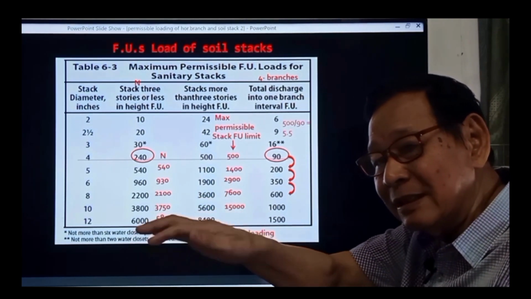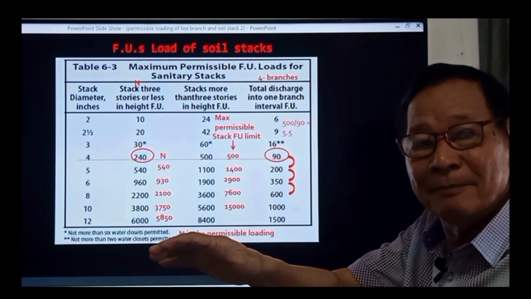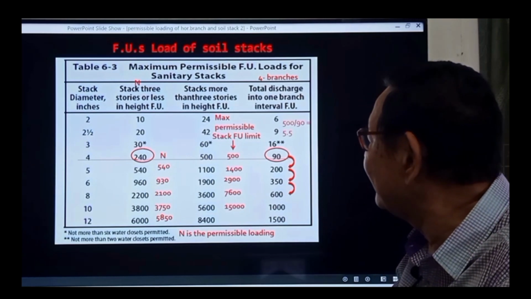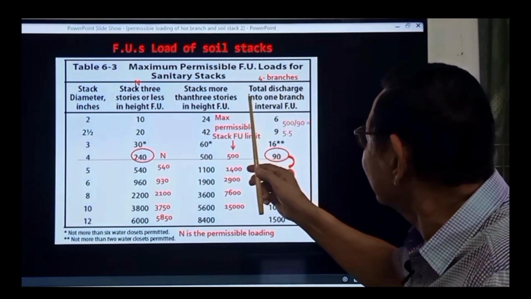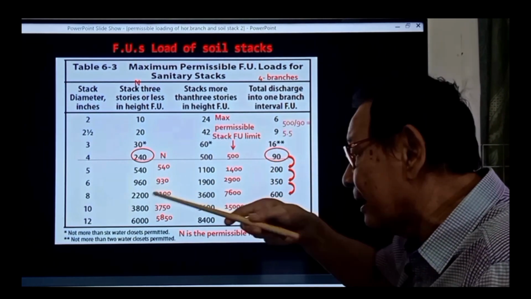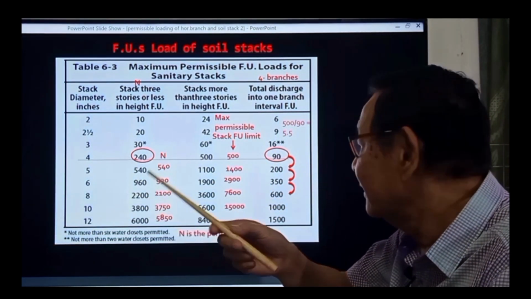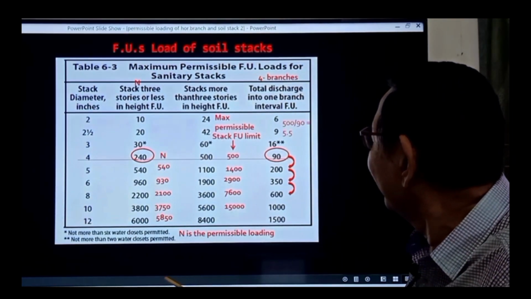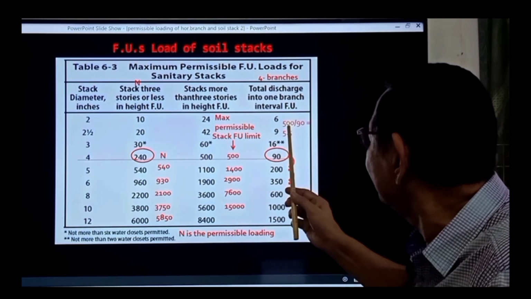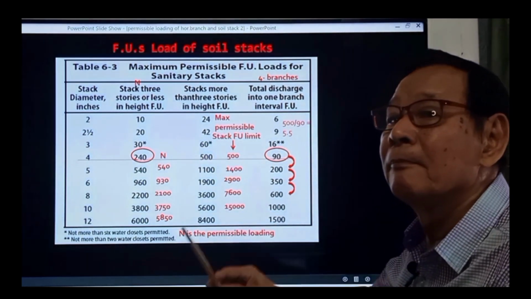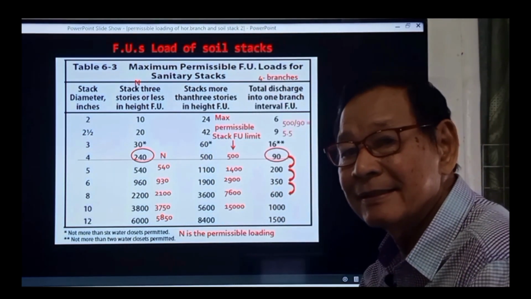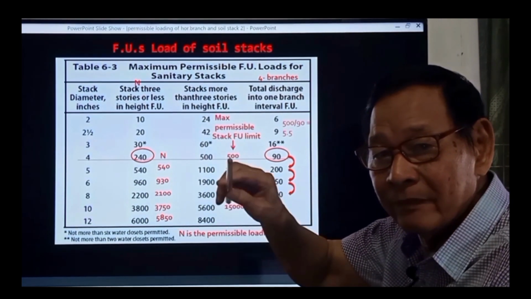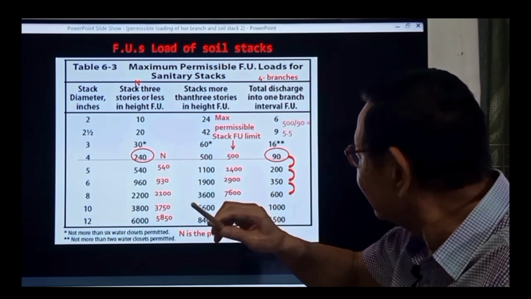Pinaliit nila. Bakit? Hanggang saan ba ito? Okay, kagaya nito. Ang discharge capacity of one branch interval, isang branch na yan, is 90 fixtures unit lang. Ibig sabihin yan, ang 500 divided by 90, 5.5 floors lang o story. Hanggang dyan lang sila sa 5 story.